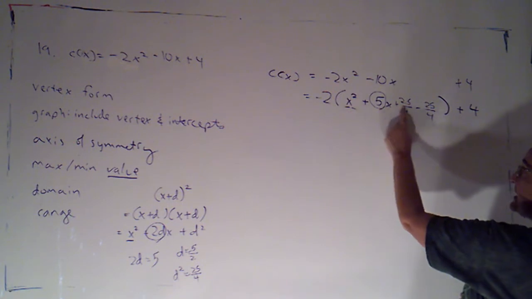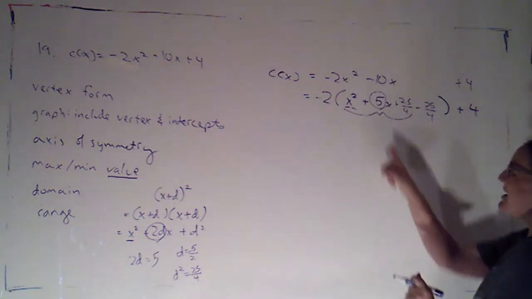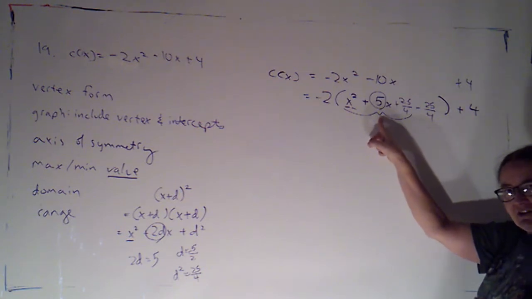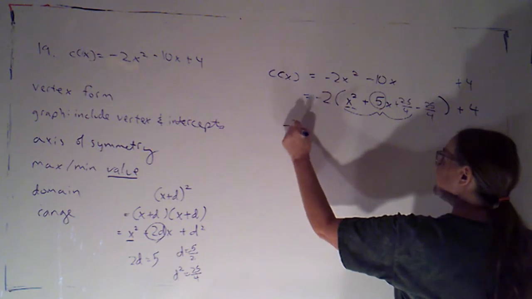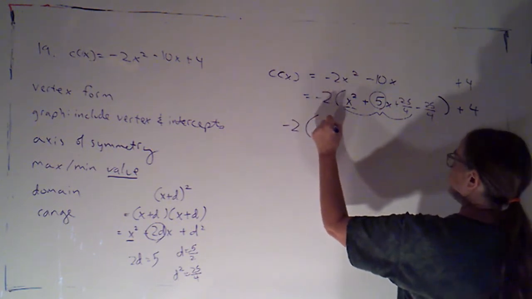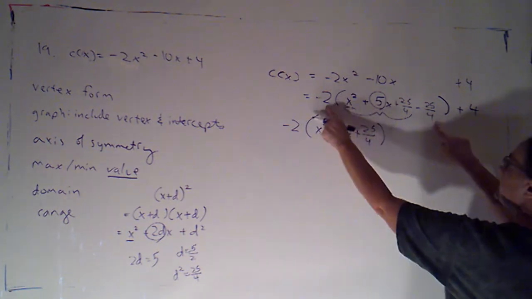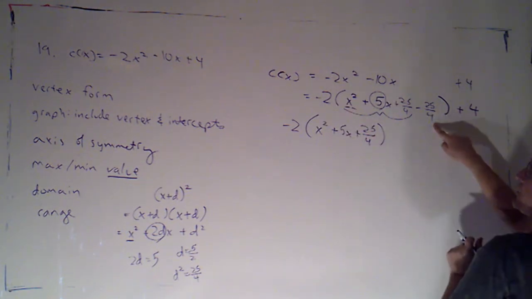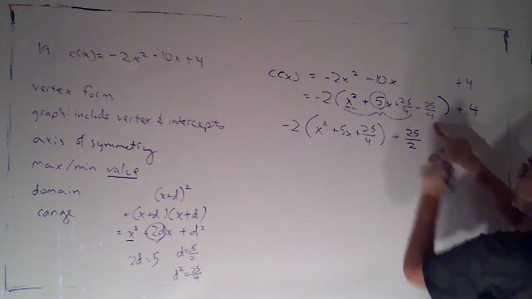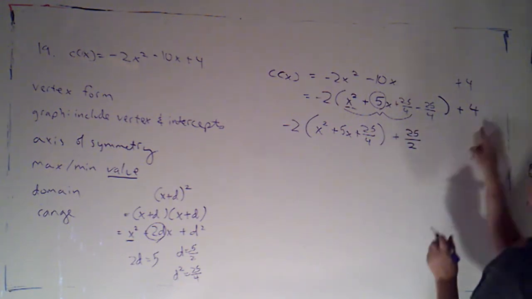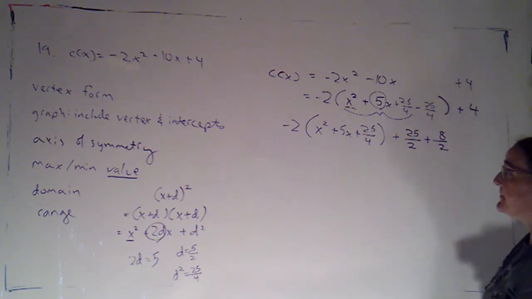But rather than breaking it up into 4 pieces, I'm going to break it up into 2. Because those first 3 terms match my formula for a perfect square. So I'm going to say negative 2 distributes to those first 3 terms. And then negative 2 distributes to the negative 25 fourths. That's going to give me plus 25 halves. Now I still have my plus 4, which I'll write as plus 8 halves.